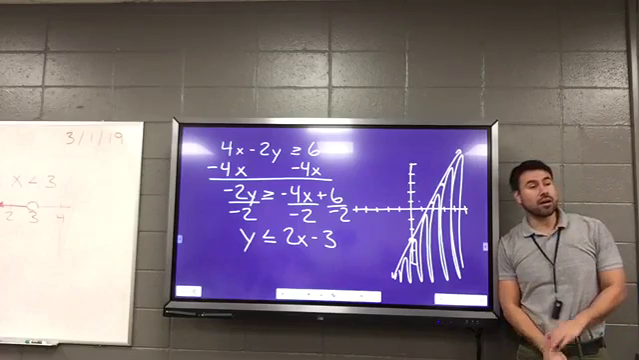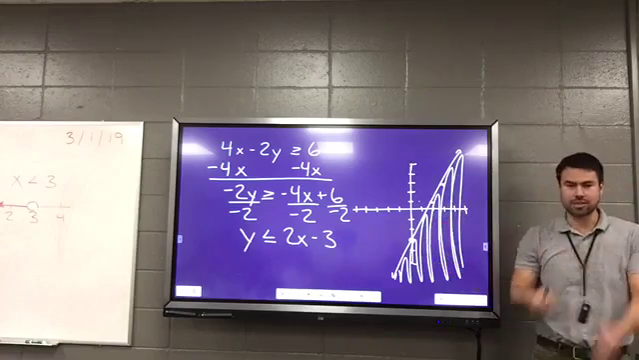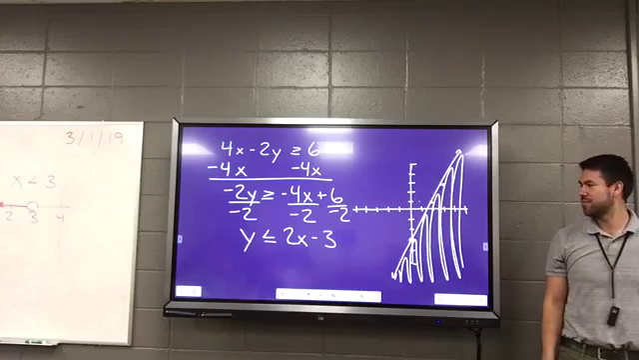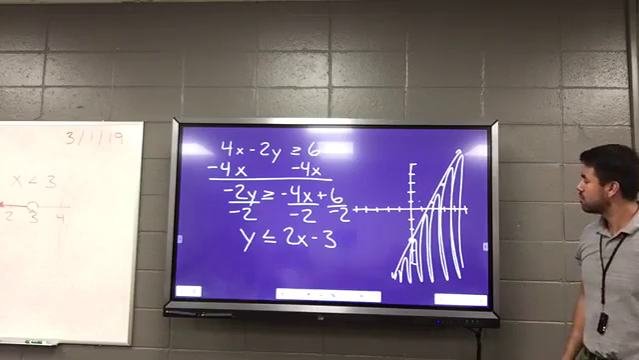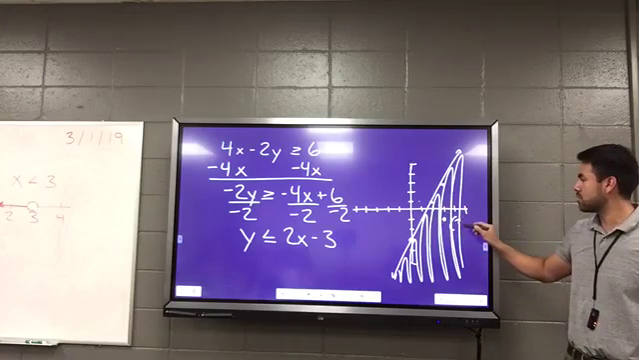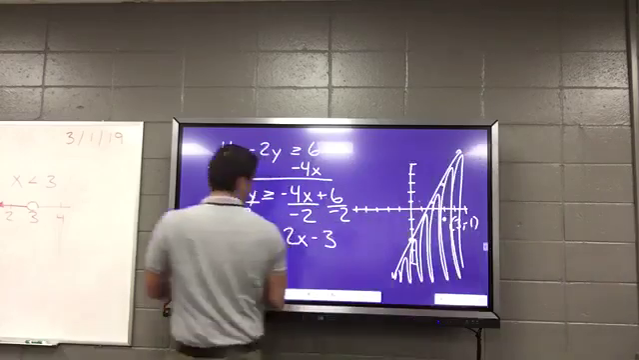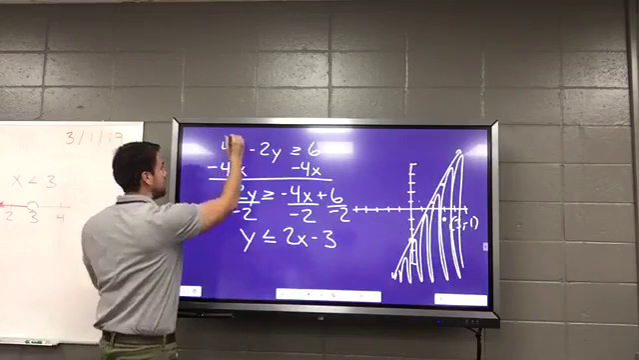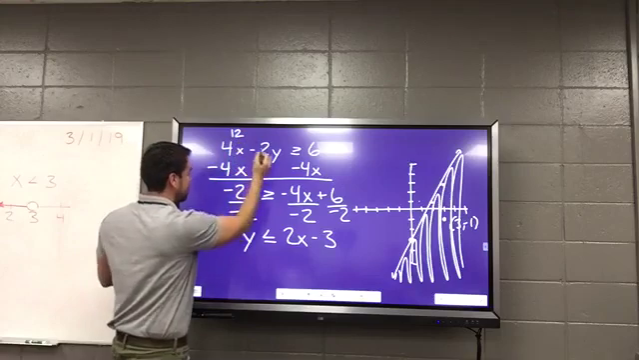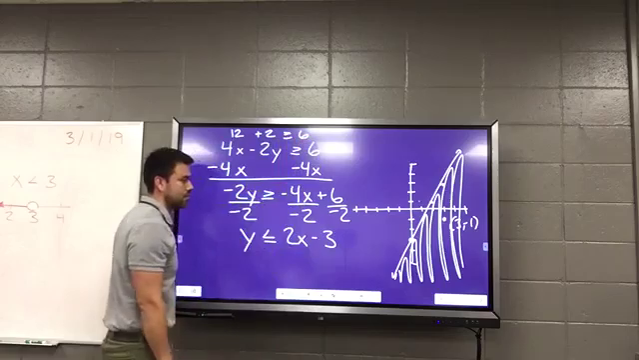Someone give me an ordered pair that should work according to my graph. This has to work. I know Andrew has one. Hudson? Positive 3, negative 1. So 1, 2, 3, negative 1. So do you guys agree that positive 3, negative 1 should work? It should. Okay, but does it work? What's 4 times 3? 12. What's negative 2 times negative 1? Positive 2. Is 14 greater than or equal to 6?